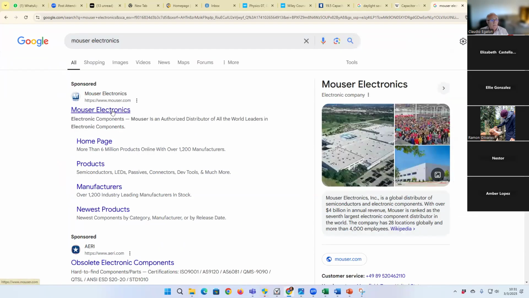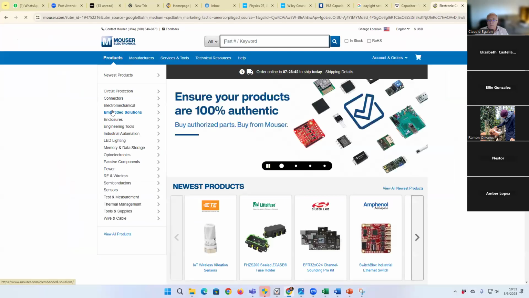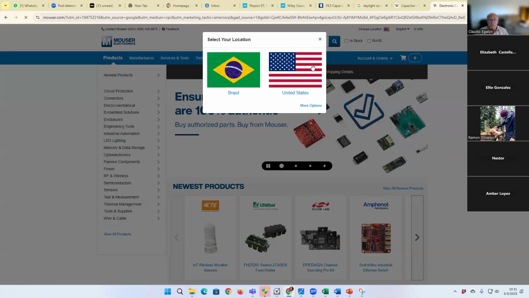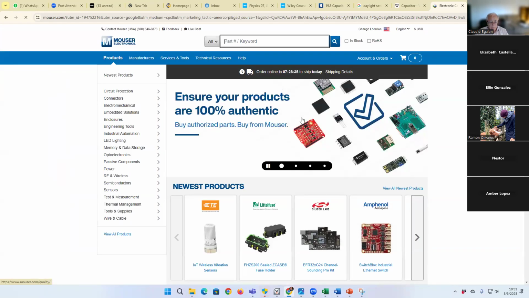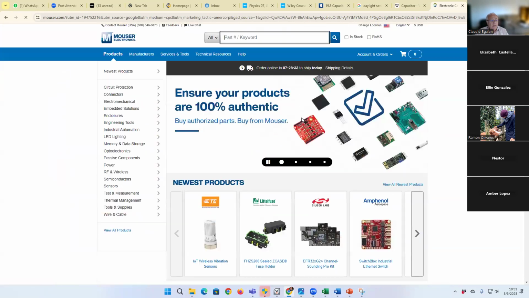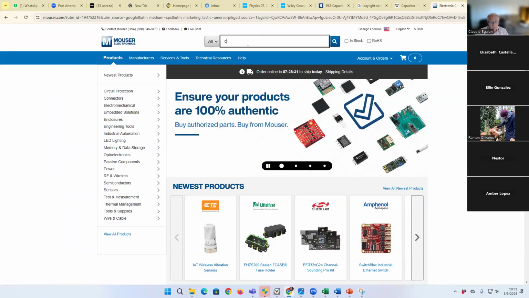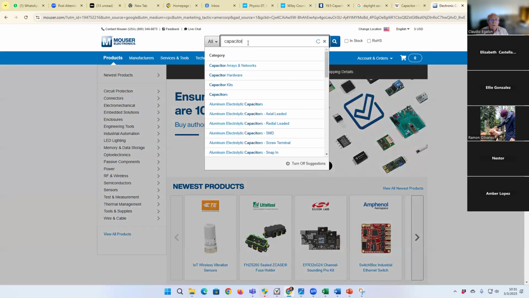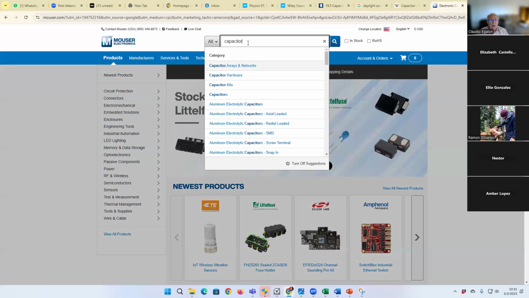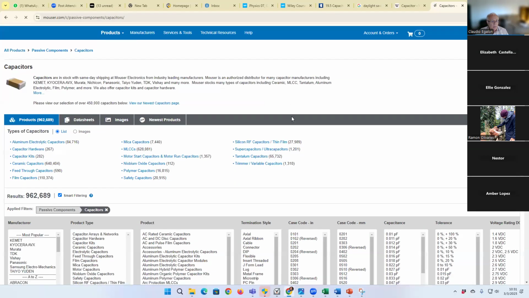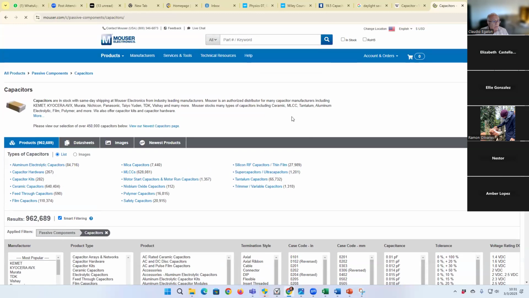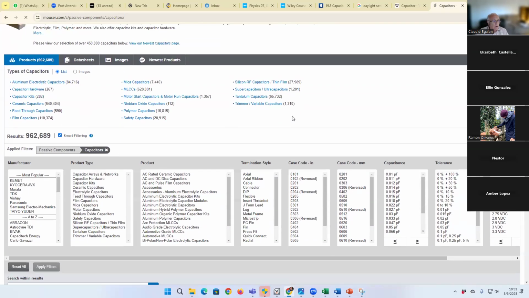We have Mouser all over the world. Here you go. We have Mouser here in Brazil. Here are some of the devices. Let's take a look at the capacitors. Capacitor hardware, capacitor kits. Let's take a look. Capacitor kit here.